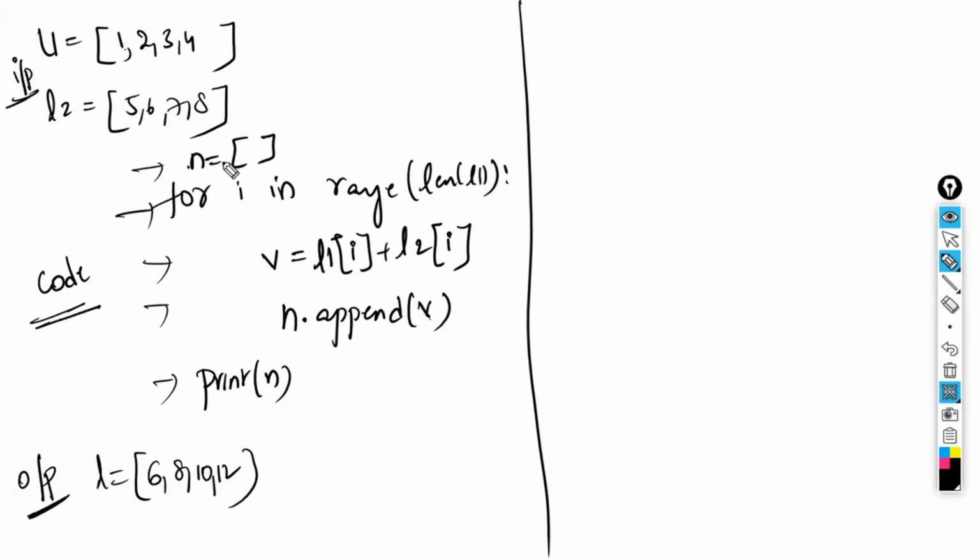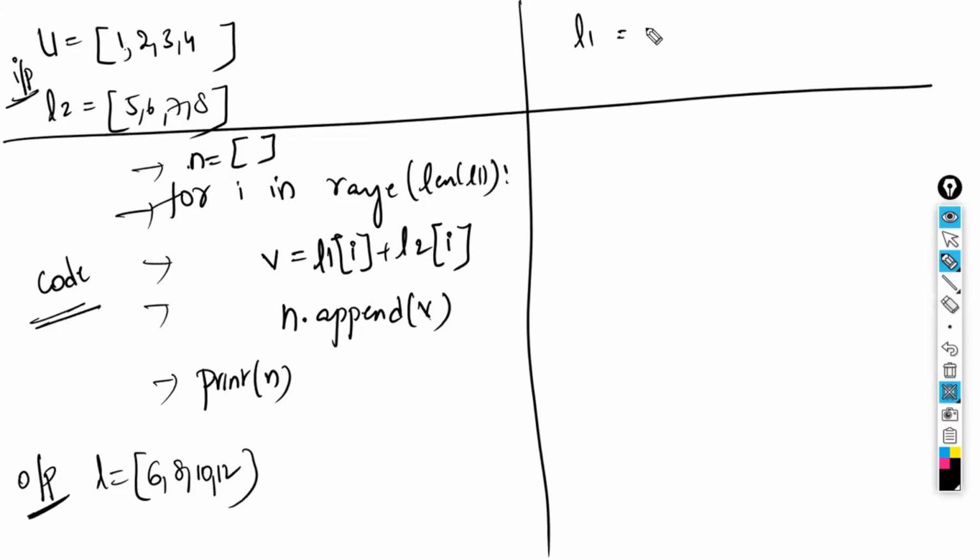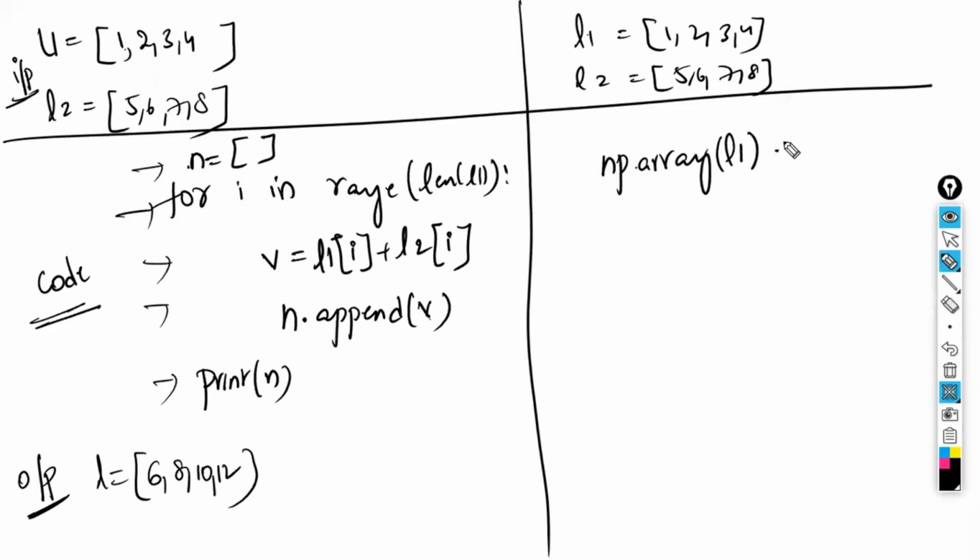Now the same thing you can get another way. The input I'm going to keep as is: L1 is equal to 1, 2, 3, 4, and L2 is equal to 5, 6, 7, 8. I'm not going to change it. The output I'm going to write as np.array of L1 plus np.array of L2, which gives the output directly: 6, 8, 10, and 12. Just in one line of code you can complete this and get an output like this. Simple.